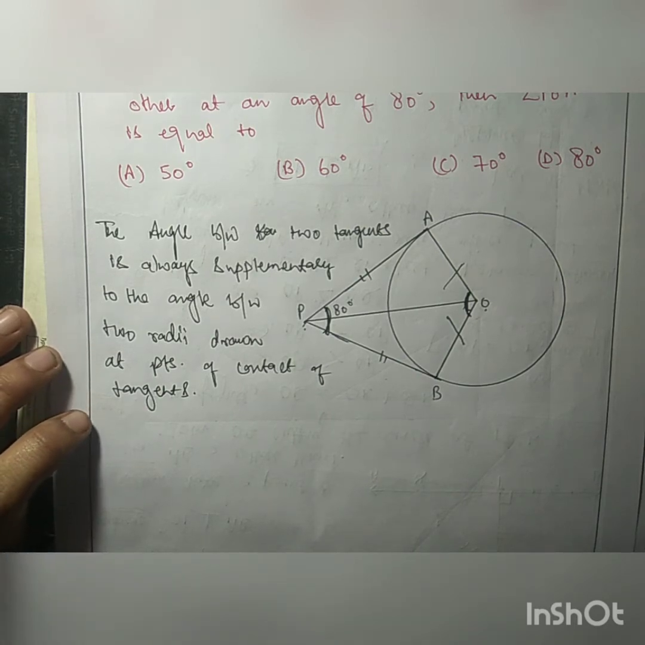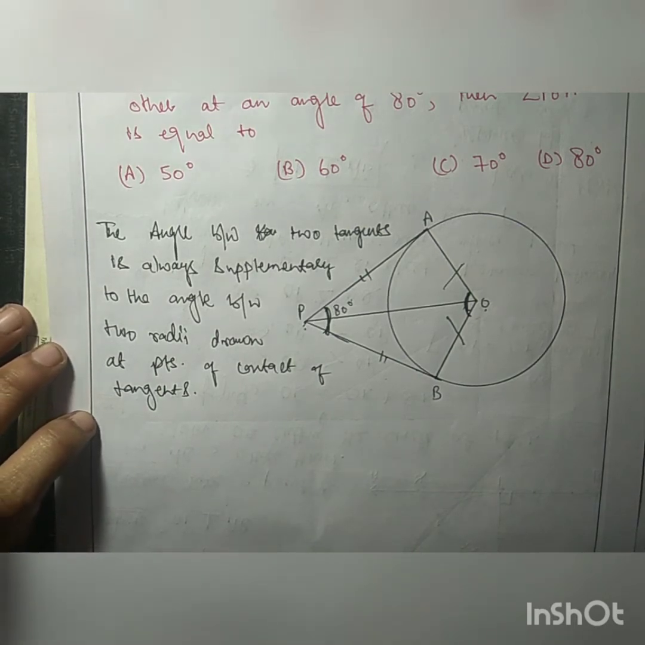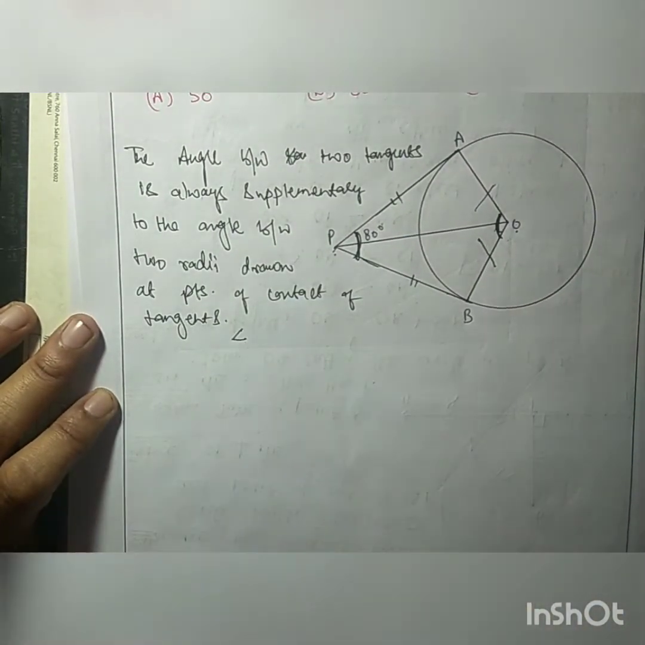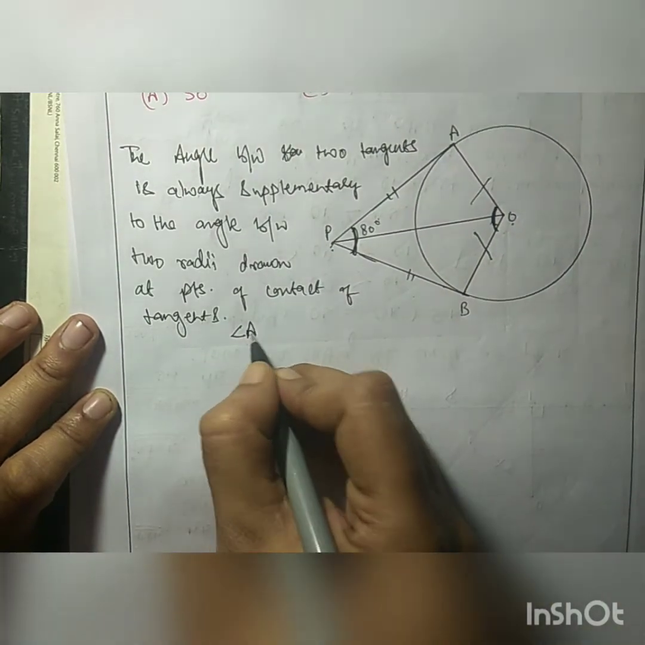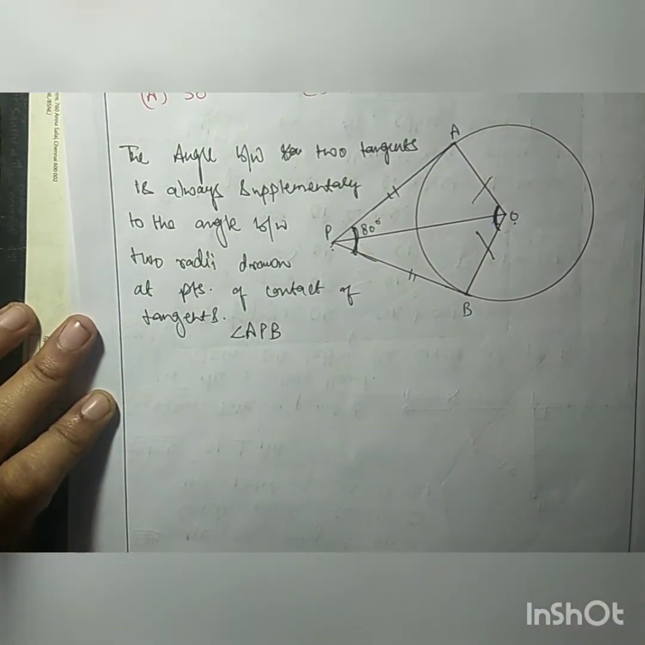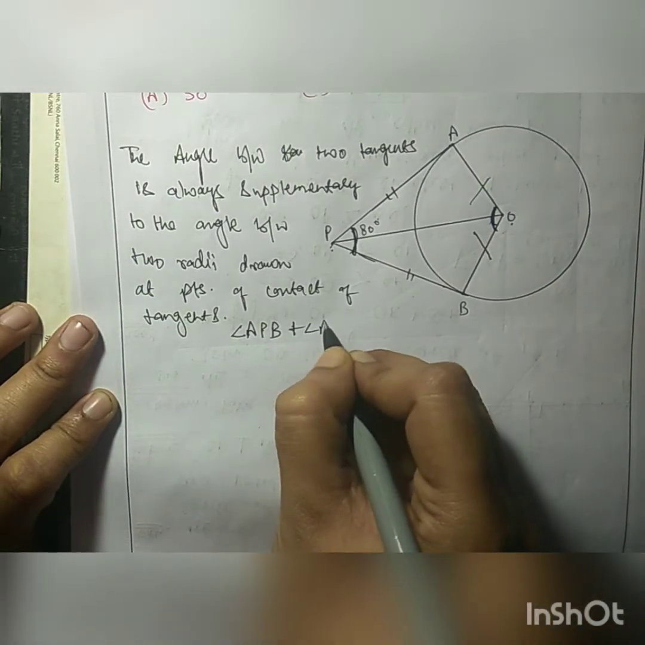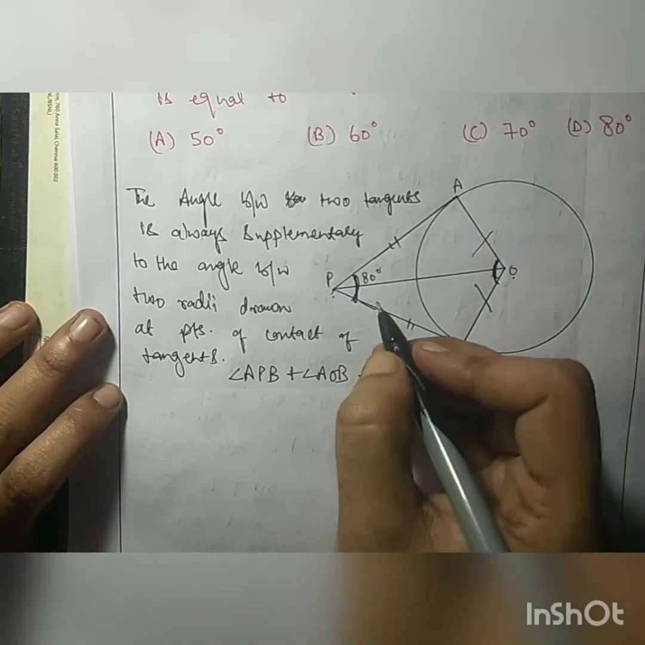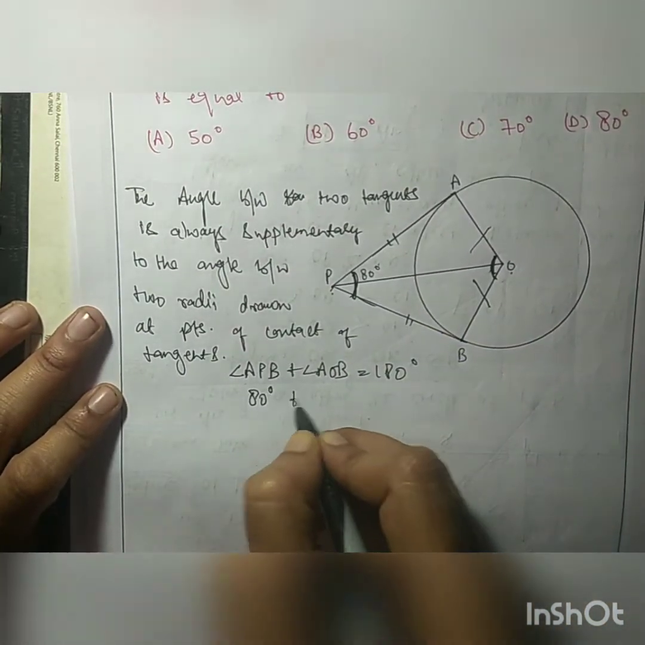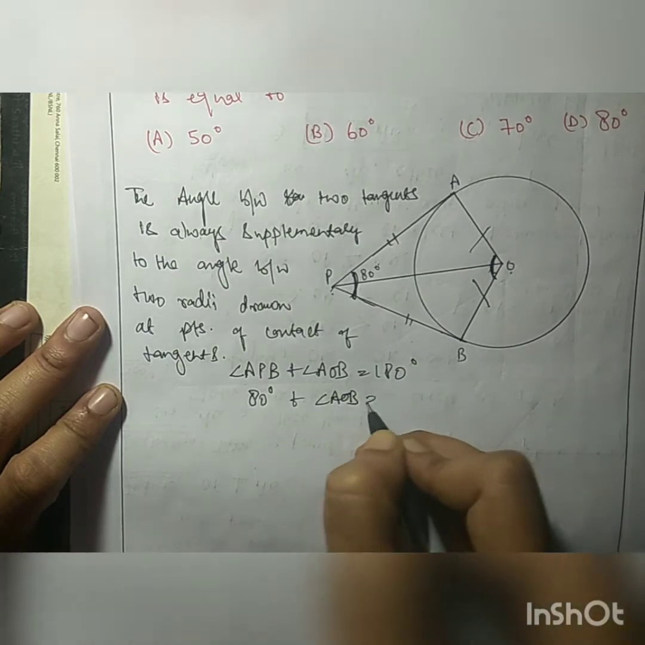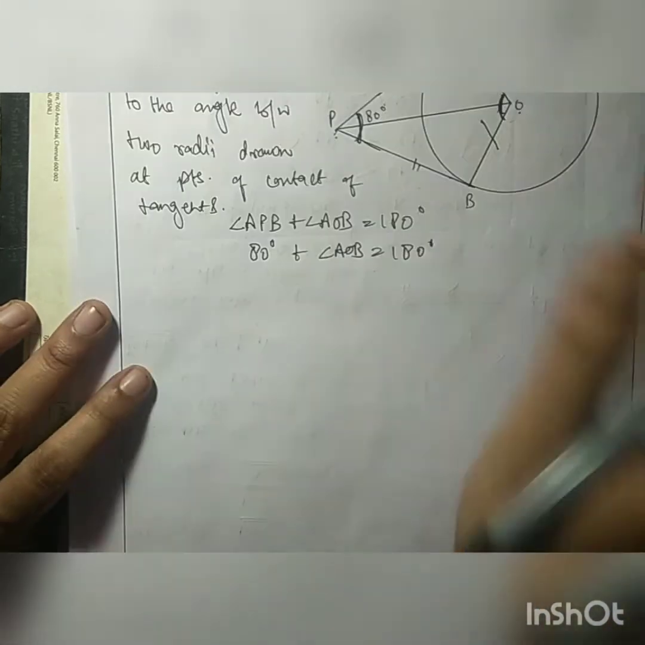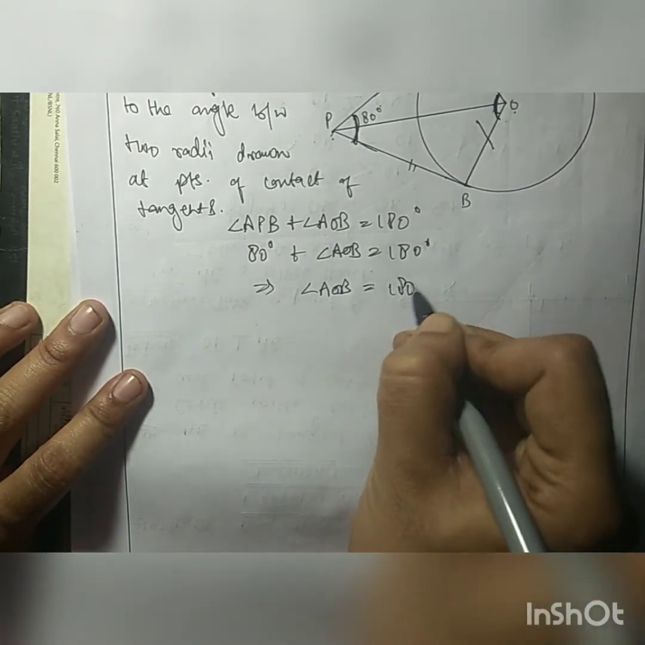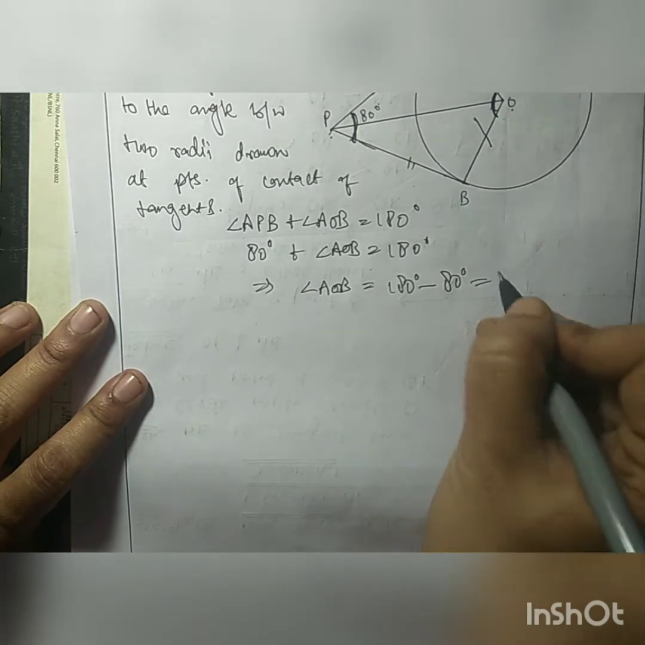So by using this property we can find the angle AOB. Angle APB plus angle AOB is 180 degree. Angle APB, as we are given, is 80 degree, plus angle AOP is equal to 180 degree. It gives us angle AOP as 180 minus 80, that is 100 degree.